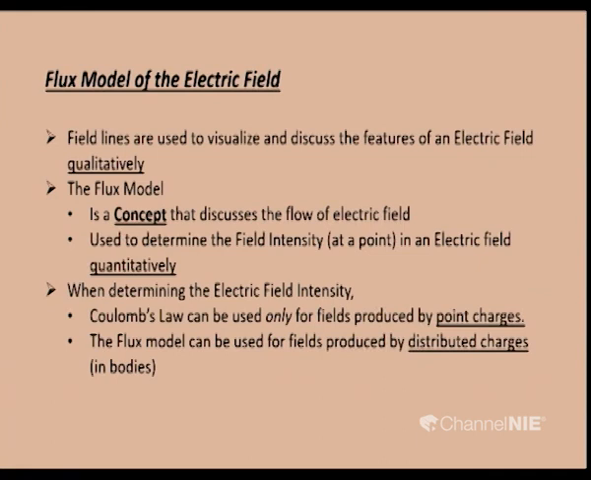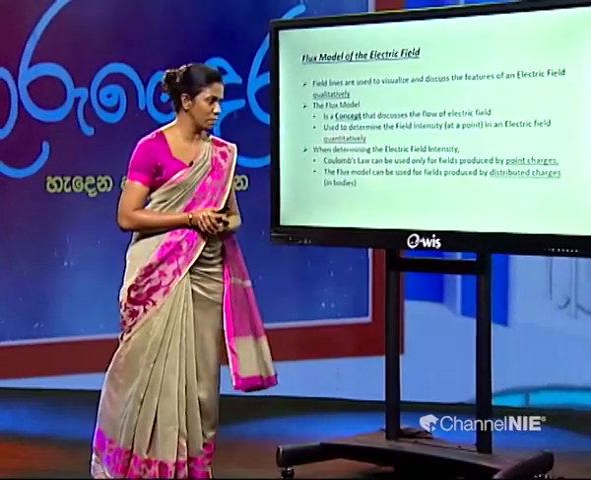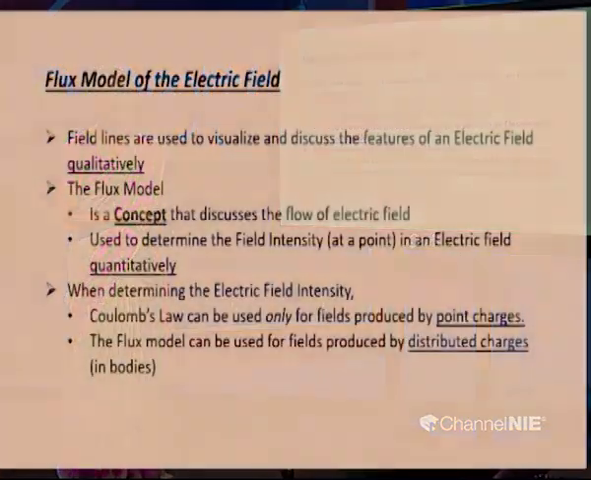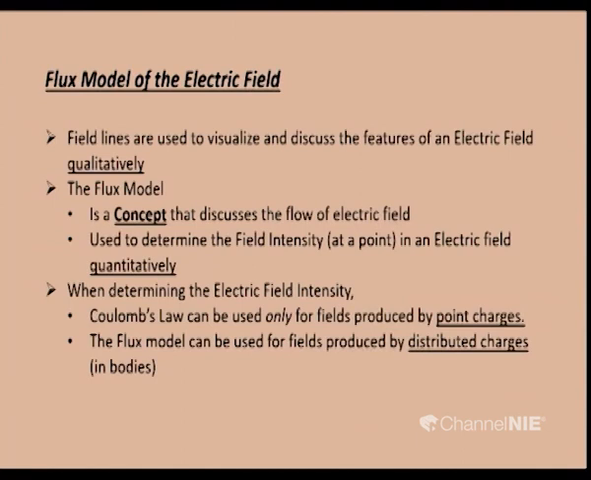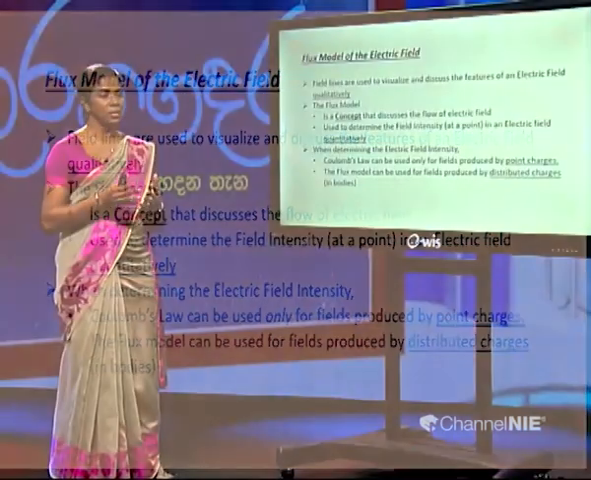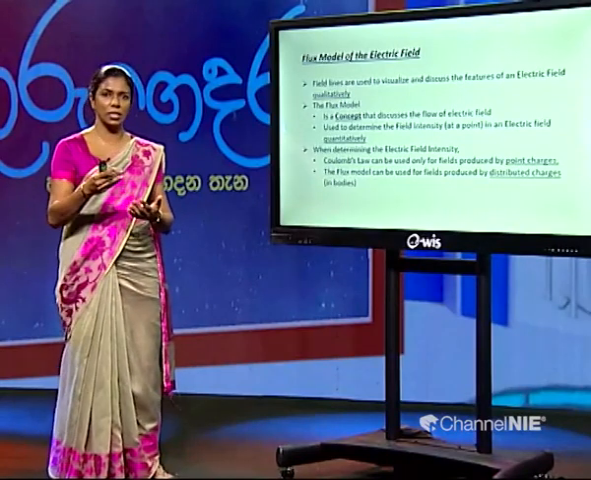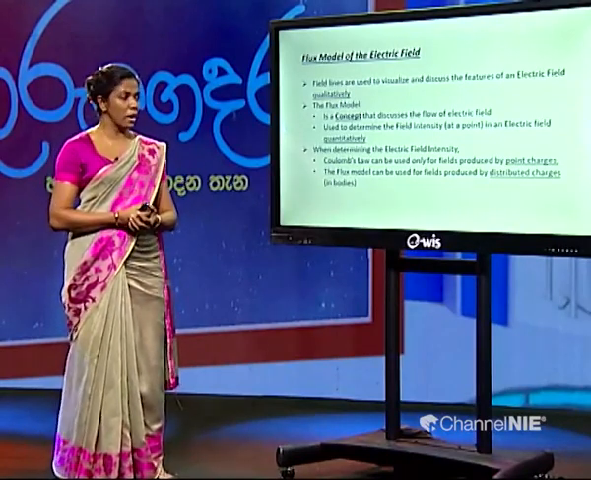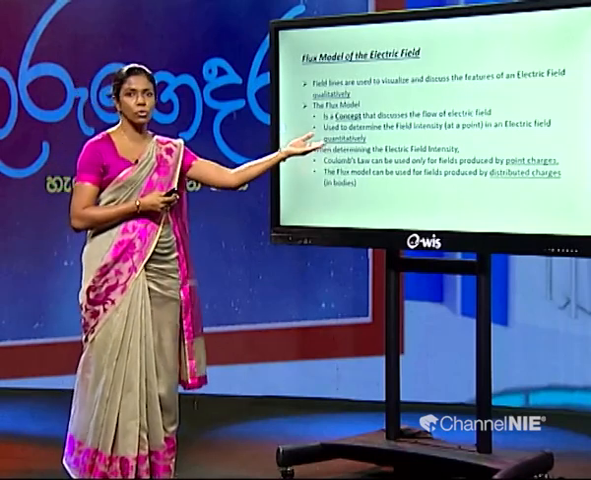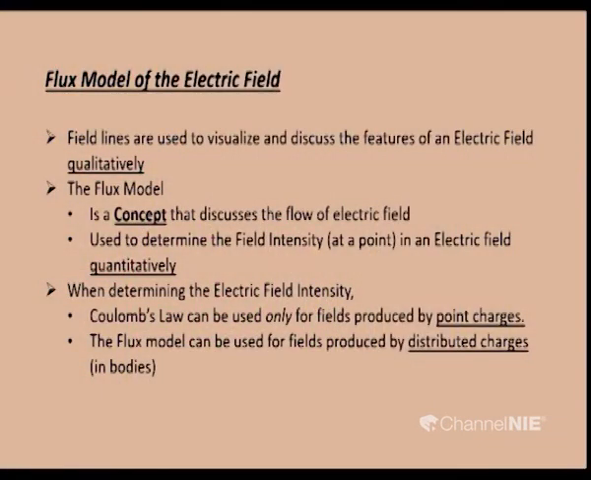We learned Coulomb's law, which explained the electric field intensity in a field produced by a point charge. We can't use the same law to determine the field intensity produced by a distributed charge. Practically, we do not find any point charges. What we always find are charges distributed on bodies, because when a body is charged, charges get distributed over the body. So we can't really use Coulomb's law, and we use the flux model to determine field intensity produced by distributed charges.